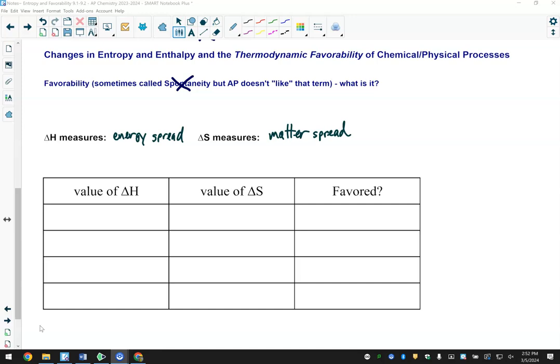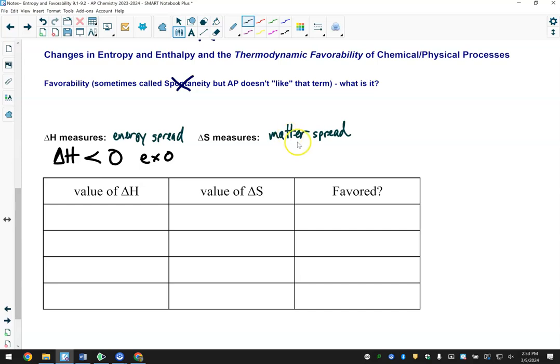So, here's the thing. How are we going to balance these two? Well, delta H measures energy spread. And what we say is if delta H is less than 0, in other words, you have an exothermic reaction, well, we've already said that's favorable. That means that the energy of the system got more spread out because that system sent energy out into the surroundings. The surroundings end up gaining that energy, but you can think of the energy as being spread out from the system to the surroundings. That's what would be a favorable enthalpy change.